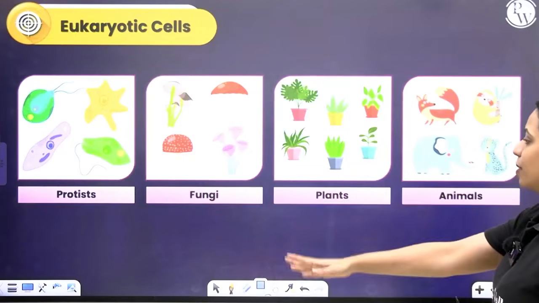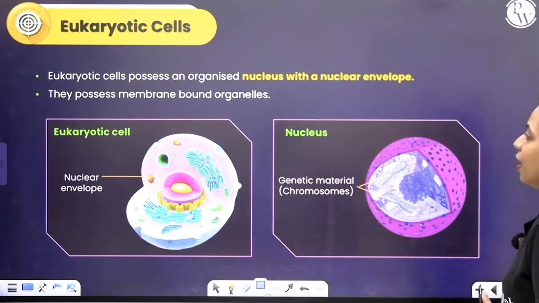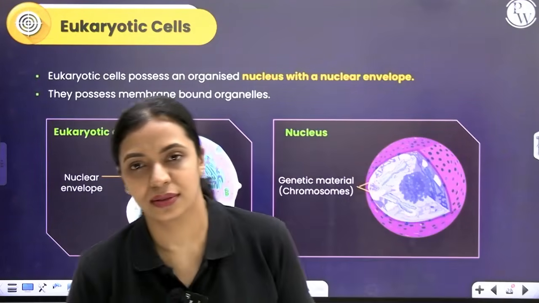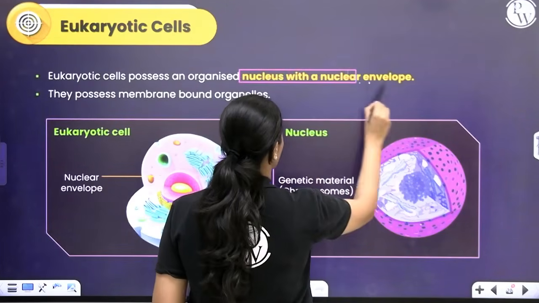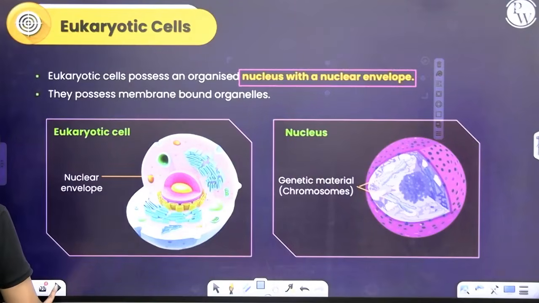So it includes protists, fungi, plants as well as animals. In eukaryotes, you already know the nucleus is well defined. The nucleus is covered by a nuclear membrane. They do possess membrane bound organelles. I've already told you that.